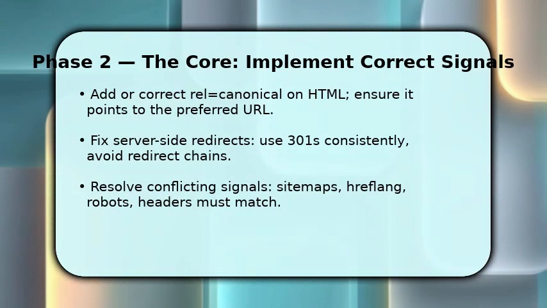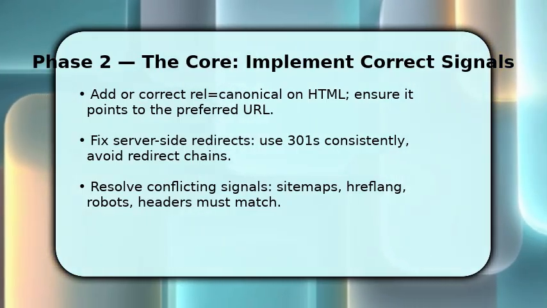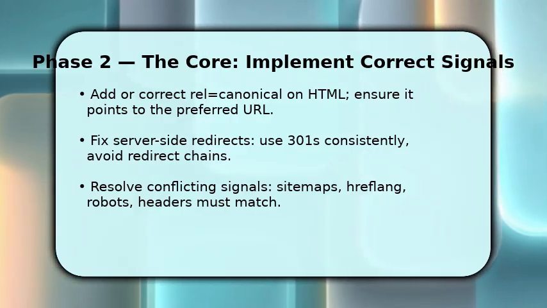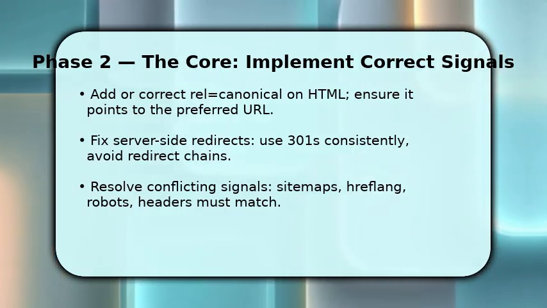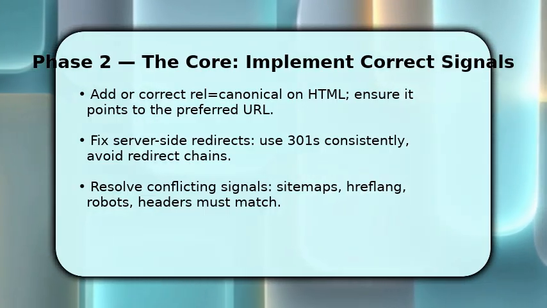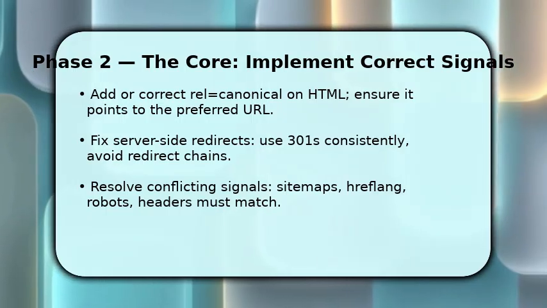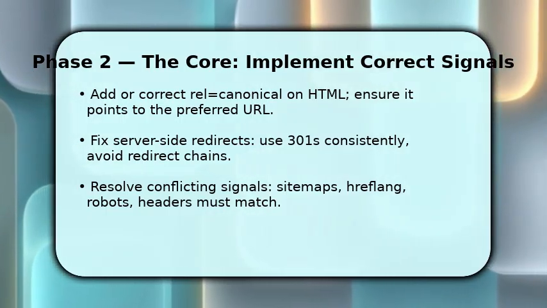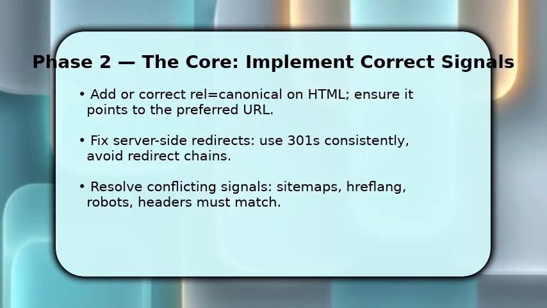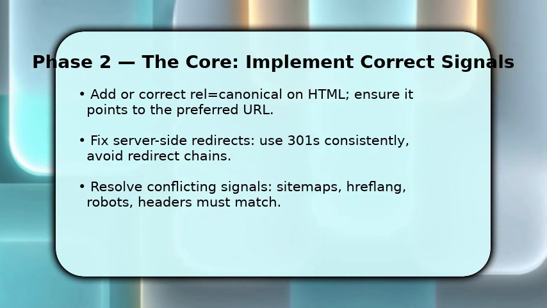Now make authoritative adjustments. Add or correct rel=canonical tags in the HTML of non-preferred pages so they target the preferred URL. At the same time, enforce single-step 301 redirects when appropriate and remove redirect chains that confuse crawlers. Make sure sitemaps and hreflang references align with your chosen canonical. Also check robots and canonical headers so every signal is consistent.